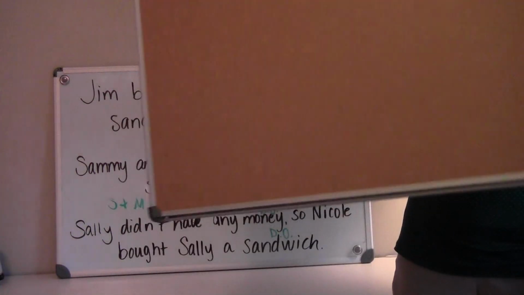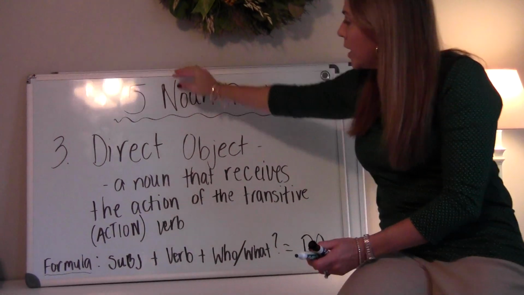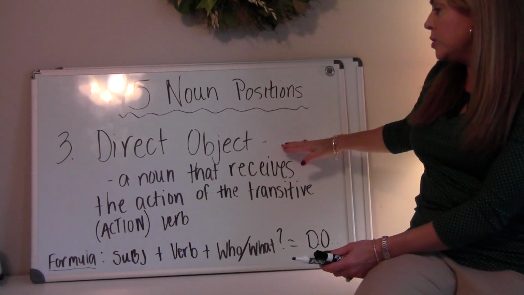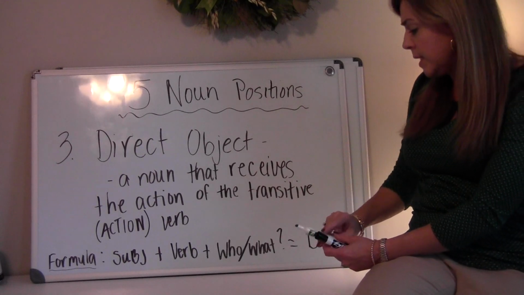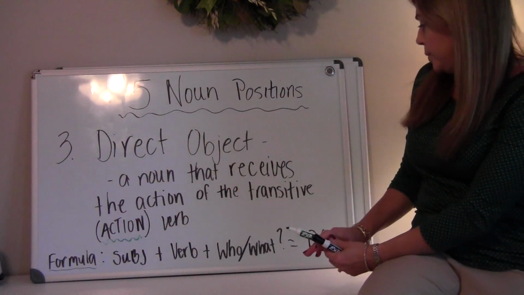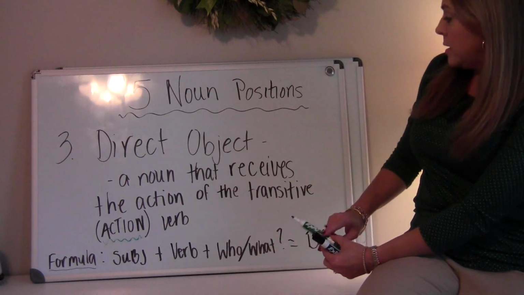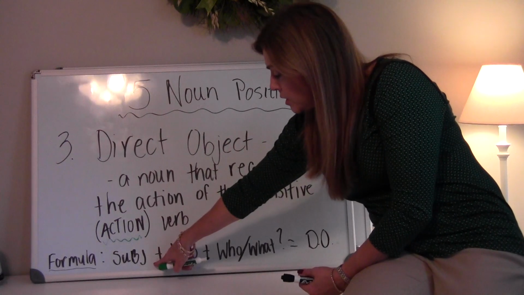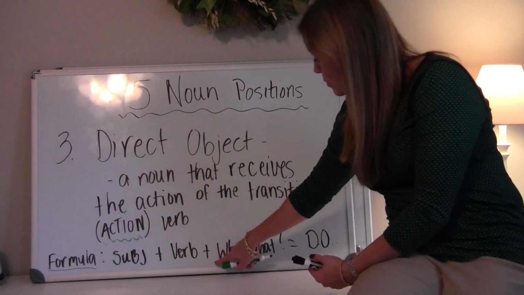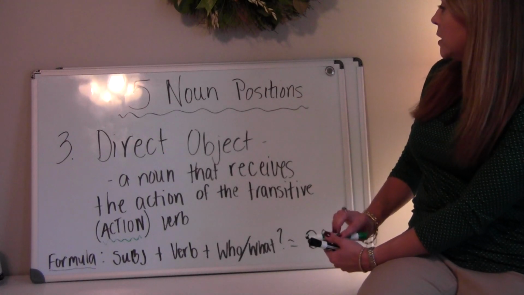So let's go back and look one more time at the formula. When I want to find a direct object in a sentence, the first thing I need to make sure is that there's an action verb. And my formula is subject plus the verb plus who or what, and that equals the direct object.